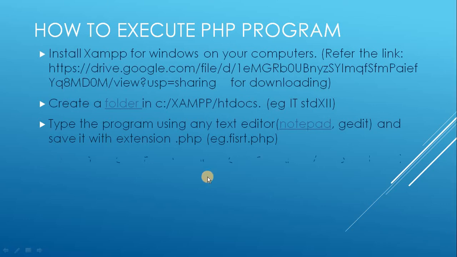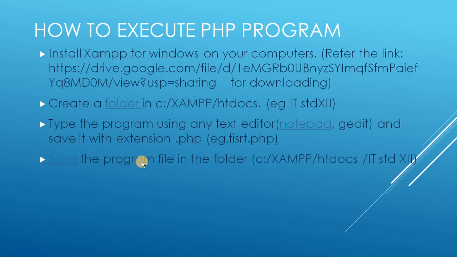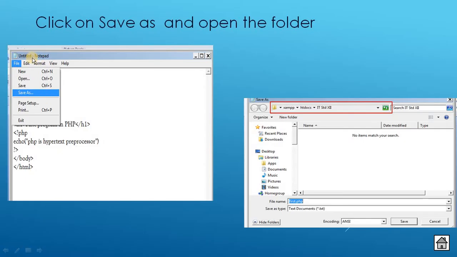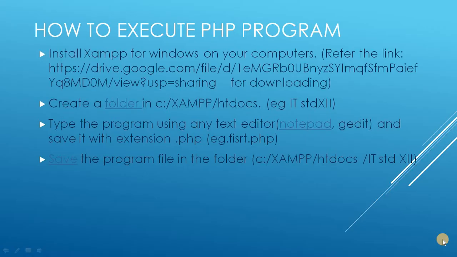Okay, so after this, you are going to save. You have to save this program in the folder that you have just now created, IT Standard 12. See how we save. This is your Notepad file, save as. After you click on save as, XAMPP, htdocs, IT Standard 12. Over here, name of the file, first.php. Do not forget .php. Okay. And then click on save. So this is going to save your file.